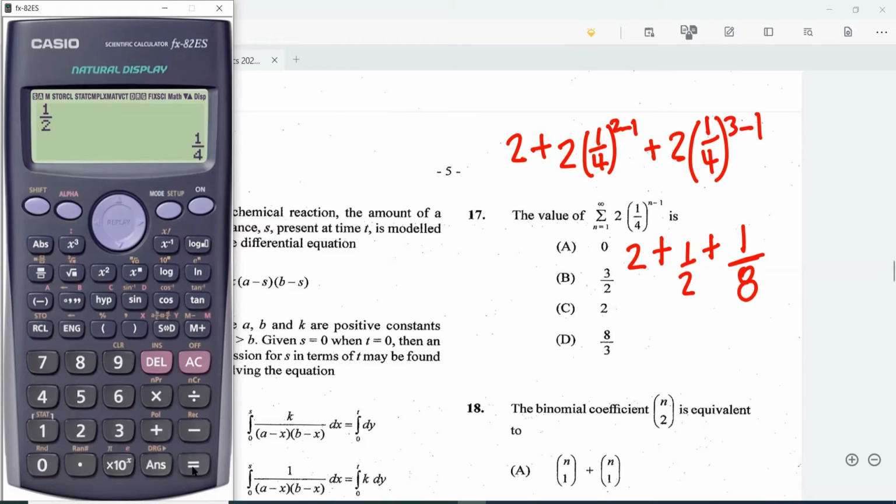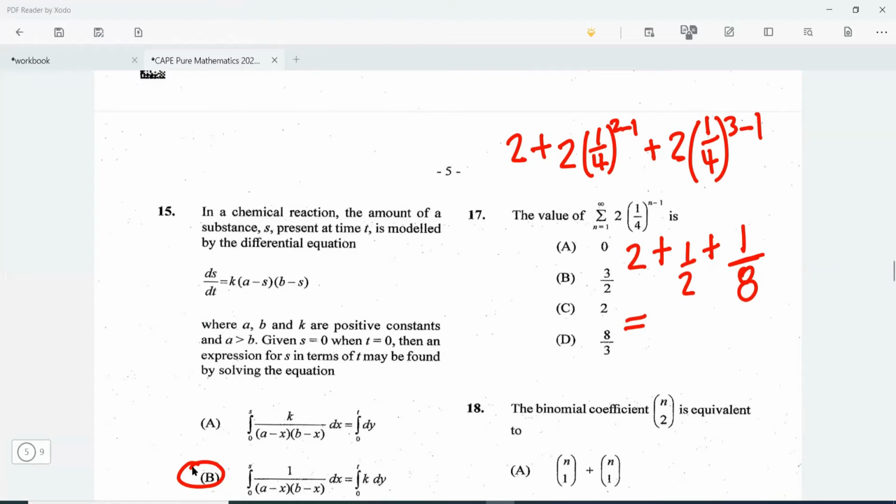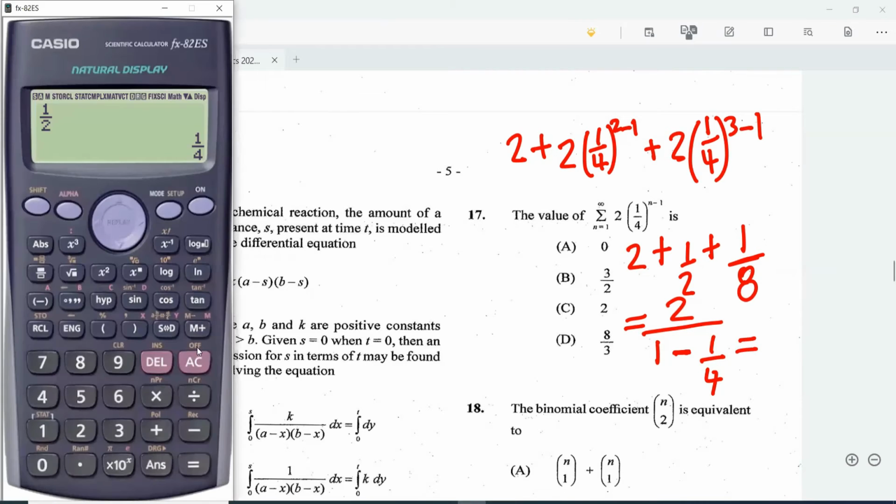So now we know that the sum to infinity is 2 over 1 minus the common ratio of a quarter. Put that in a calculator, because it's a geometric progression: 2 over 1 minus a quarter. We put that in our calculator and we get 8 over 3. That's it. Beautifully done. 8 over 3.